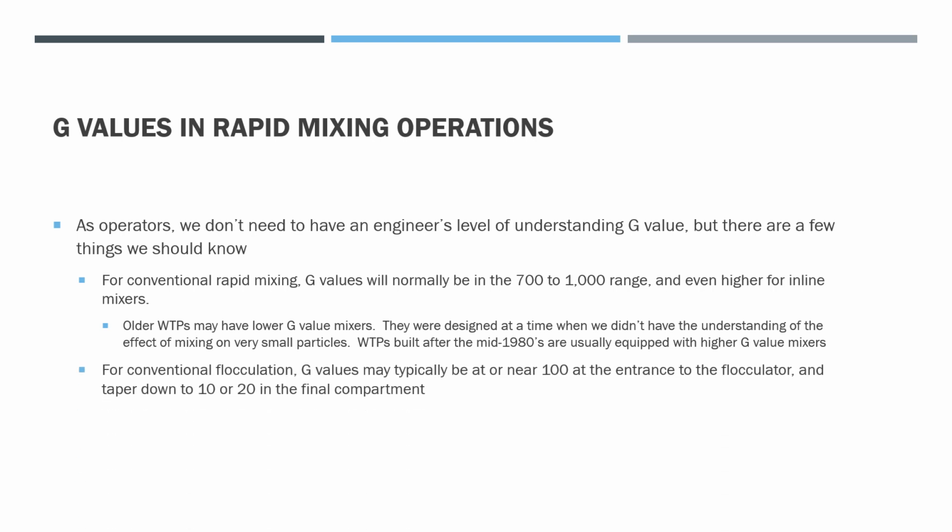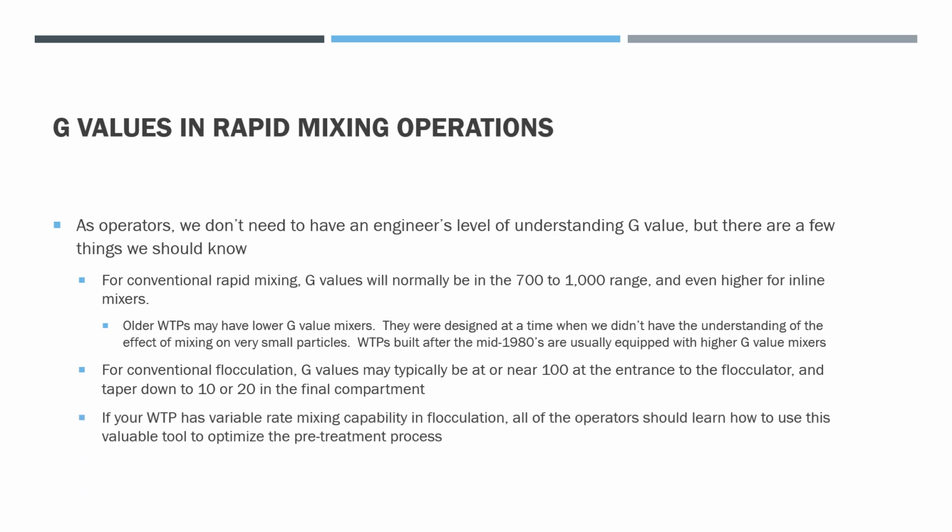For conventional flocculation, G values may typically be at 100 at the entrance of the flocculator and taper down to 10 or 20 in the final compartment. Now, if your water treatment plant has variable mixing capability in flocculation, all of the operators should understand how to use this because it's one of the more valuable tools you use to optimize your pre-treatment process. So each operator should have a good working understanding of how many flocculators they have in service and how to taper the energy.